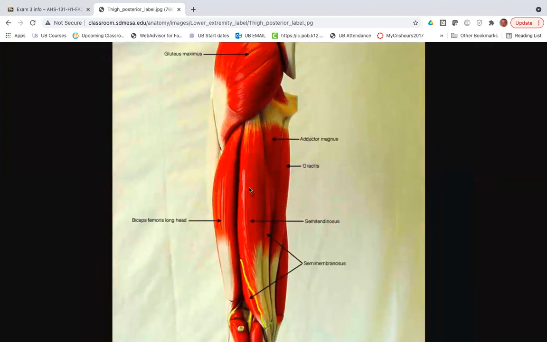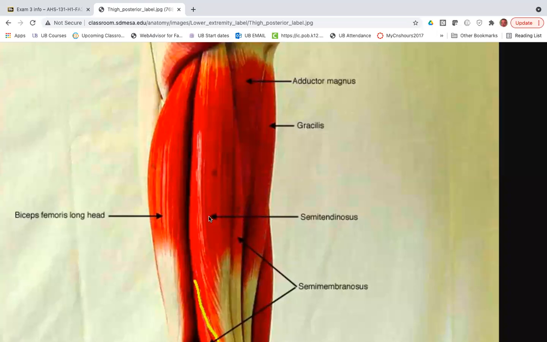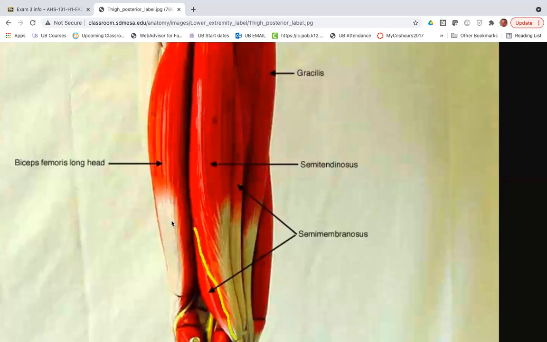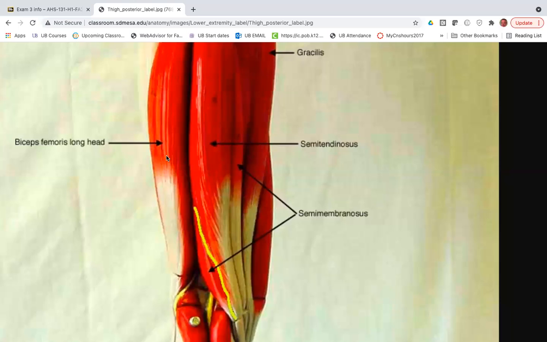If we look on the posterior thigh, in the anterior thigh, we have the quads. On the posterior thigh, we have the 3 hamstrings. And the 3 hamstrings are referred to as the biceps femoris, and then the 2 semis, semitendinosus and semimembranosus. The biceps femoris is the most lateral thigh muscle.